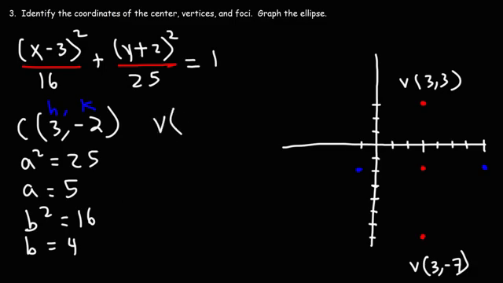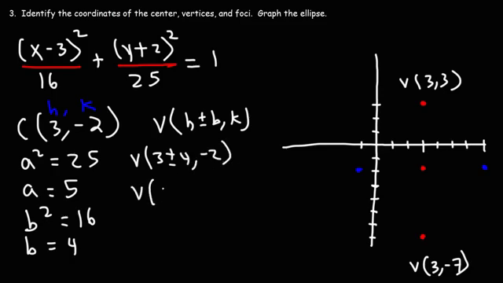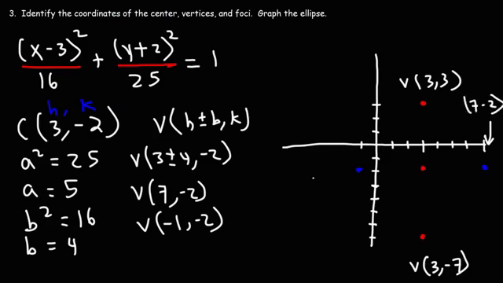So the coordinates of the minor vertices, rather than being plus or minus b, comma 0, it's going to be h plus or minus b, comma k. H is 3, b is 4, k is negative 2. 3 plus 4 is 7, and 3 minus 4 is negative 1. So this point here is 7, negative 2, and this other one is negative 1, negative 2. So now let's go ahead and graph the ellipse.